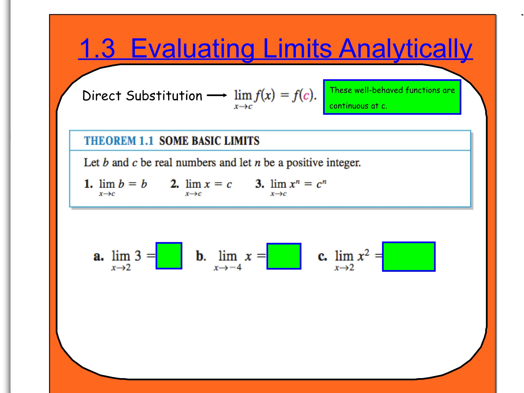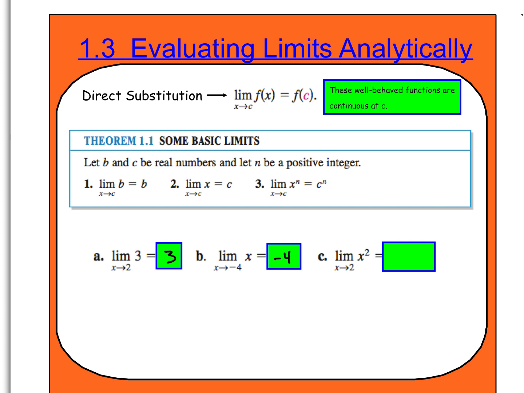So let's look at part A. I have a limit as x approaches 2 of 3. Do I have anywhere to substitute in on this one? No. So guess what it still is? 3. So my limit is 3 the whole time. It's constant. The next one, the limit as x approaches negative 4 of x. So guess what I replace x with? Negative 4. So my limit is negative 4.